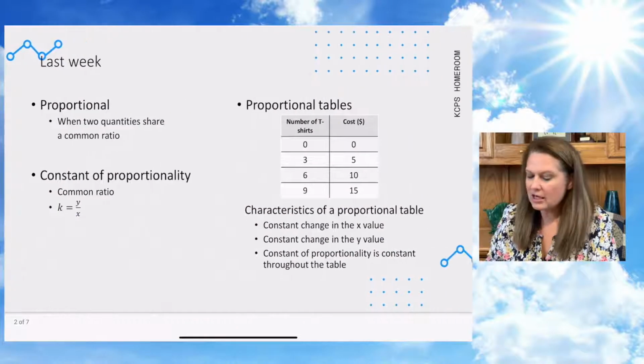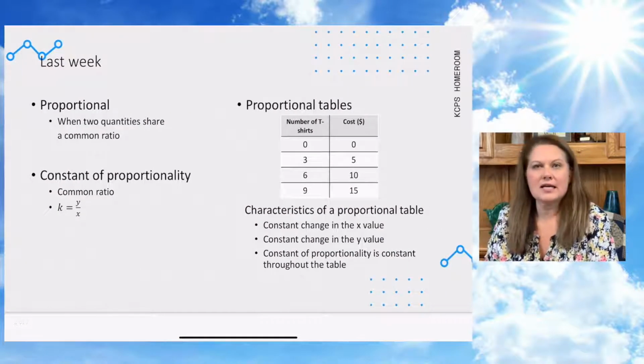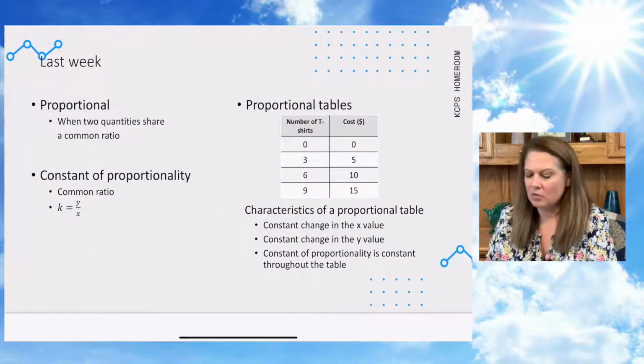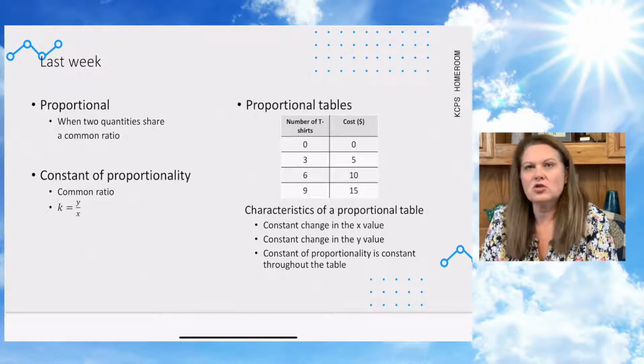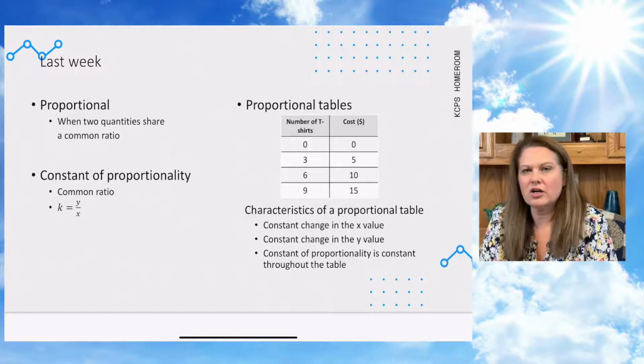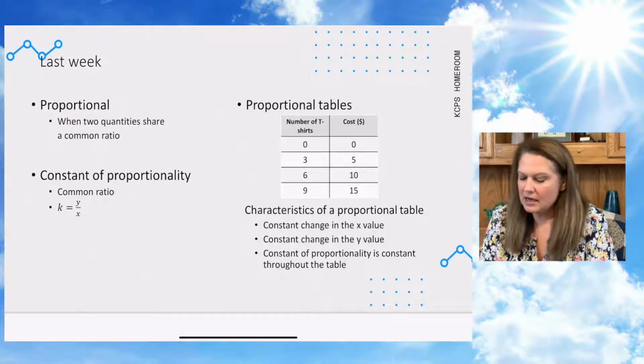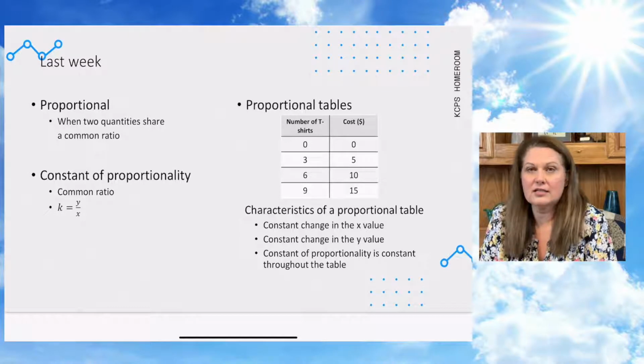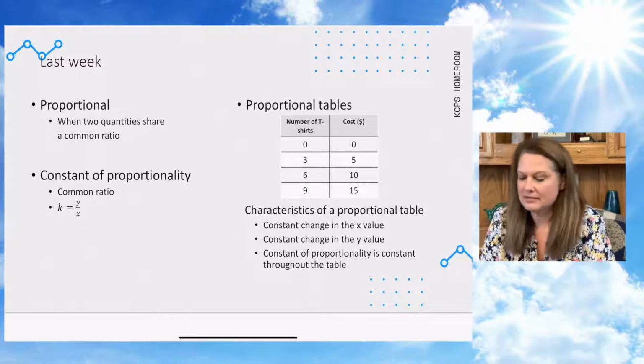Last week we talked about how tables are proportional. And when we talk about proportionality, we want to look at the two quantities and they need to share a common ratio. Now, that common ratio is called a constant of proportionality. And you can find the constant of proportionality by using the equation k equals y divided by x.